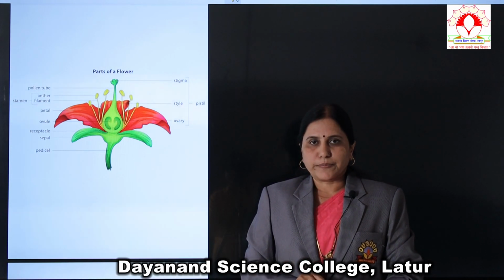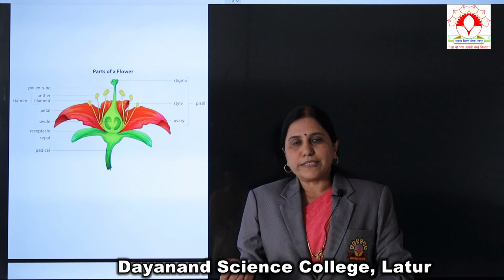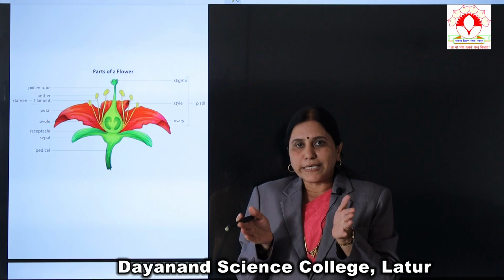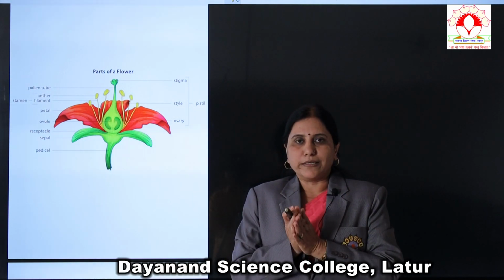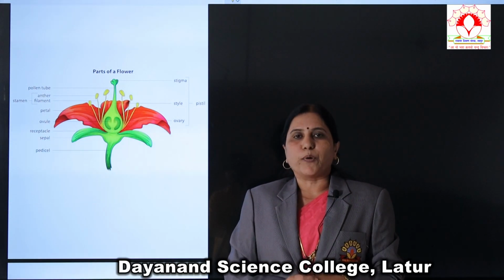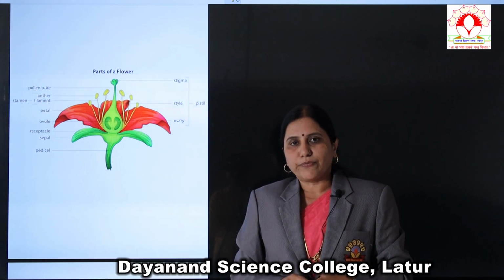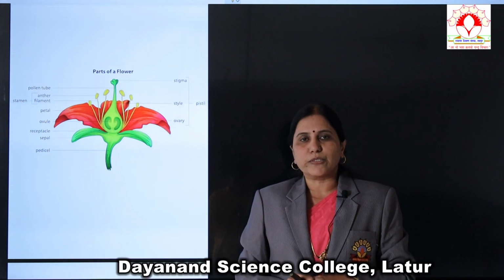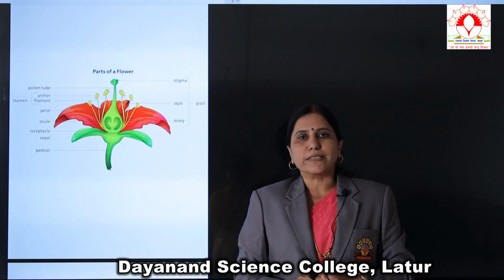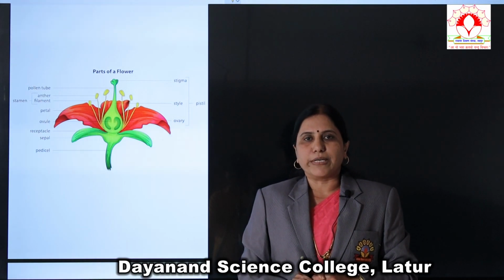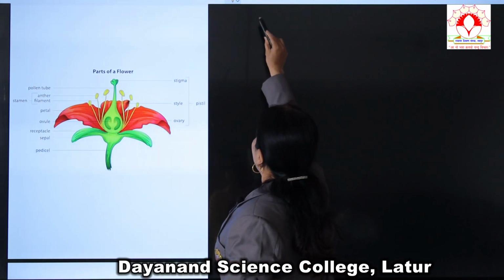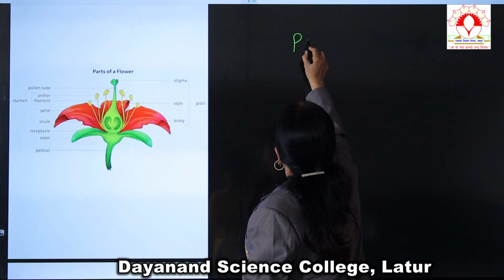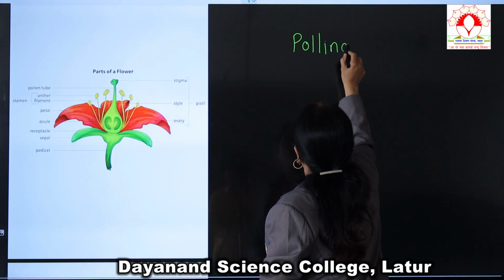pollination, because fertilization is the fusion of male and female gametes. So to bring these male and female gametes together, one process is very important. It is the prerequisite for the fertilization process, and that is called pollination. And so dear students, today we are going to discuss pollination in flowering plants. So the name of today's topic is pollination.